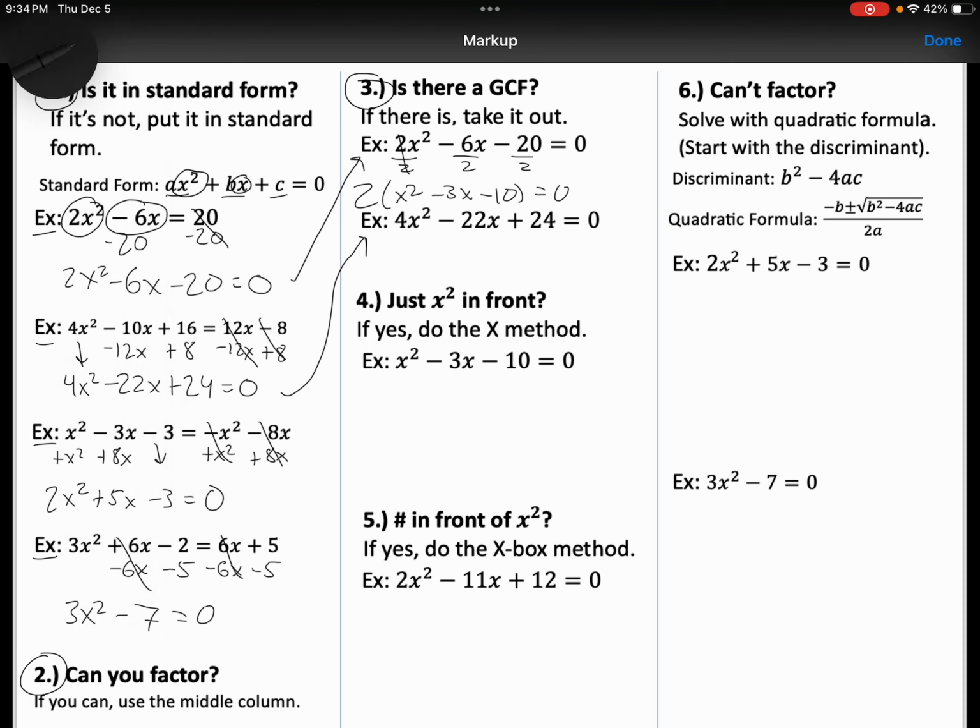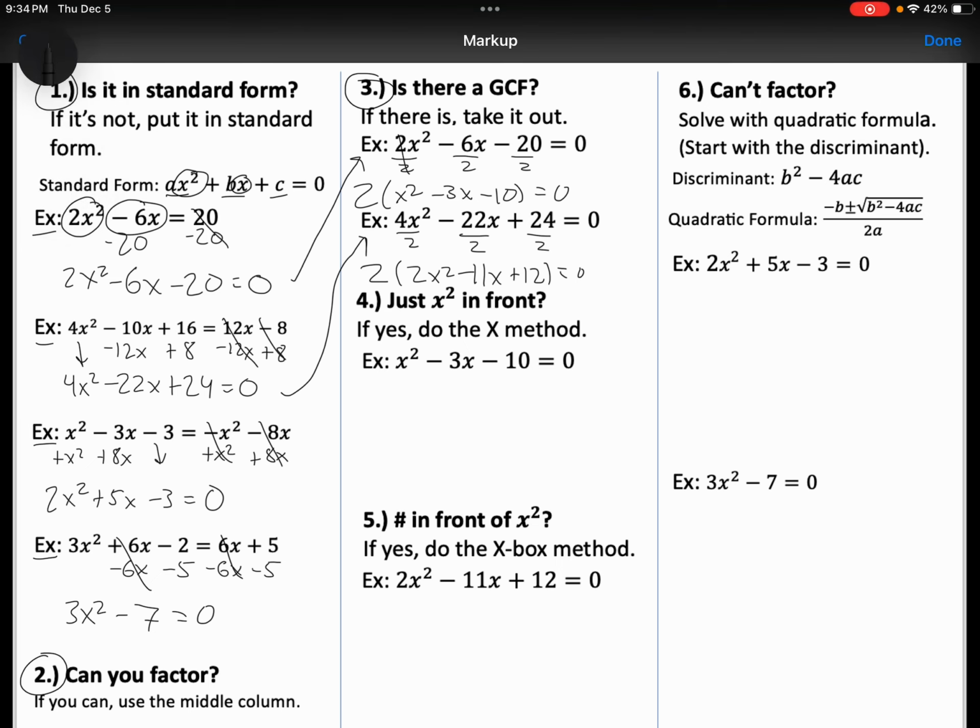For the second example under finding a greatest common factor, the 4x squared minus 22x plus 24, these also have a greatest common factor of 2. So I can also divide each of these by 2. And that will give me 2x squared minus 11x plus 12 equals 0, which is this one down here.